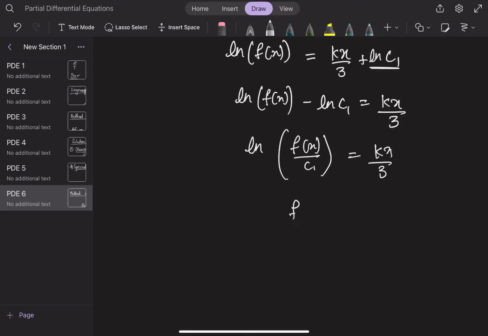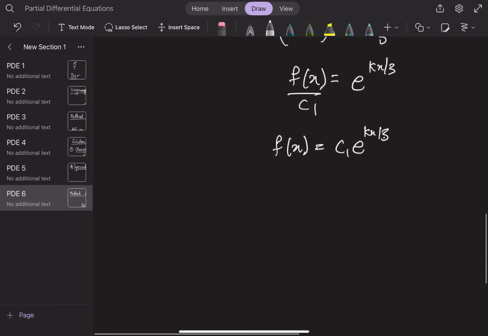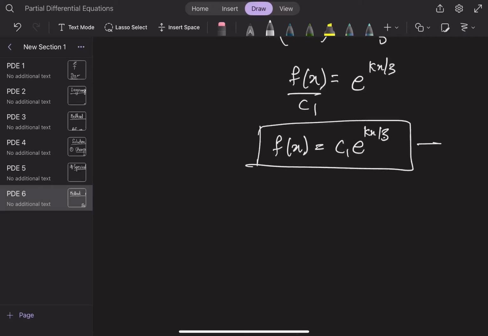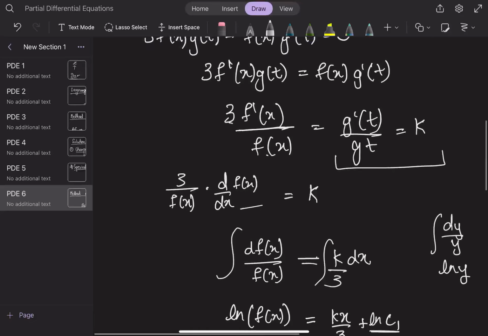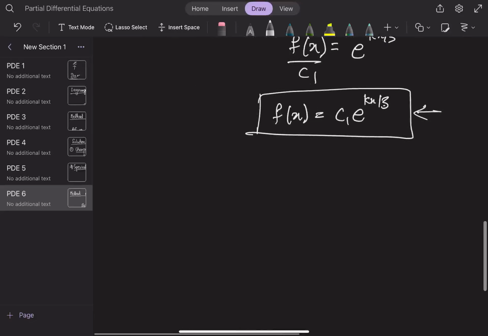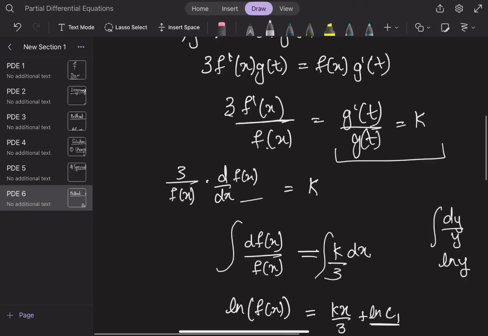So this means f(x) divided by c1 is equal to e raised to kx/3, which means f(x) is equal to c1 times e raised to kx/3. So this is your first solution that you need to remember. Now let's do a similar thing for g(t).